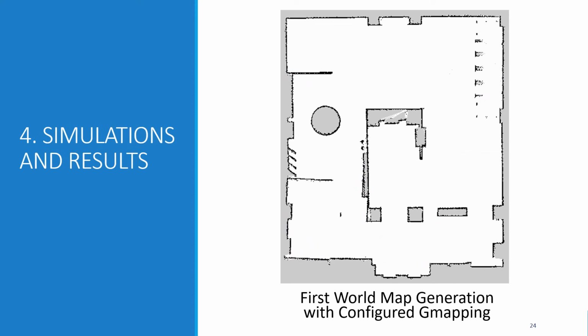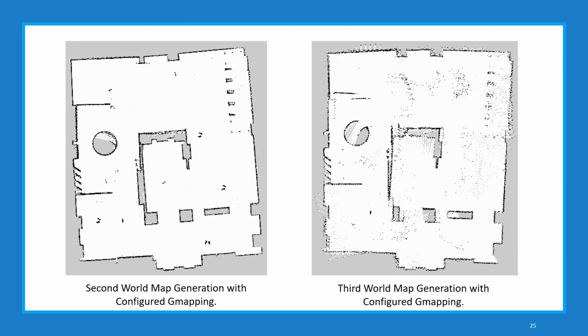After configuring the parameters of Gmapping, the generation of the first world map can be visualized in this figure. The generation of the second world map is shown on the left. The difference between this figure and the previous one is that the second shows static people who were recognized by the laser sensor, and they can be clearly appreciated in the construction of the map as black dots.